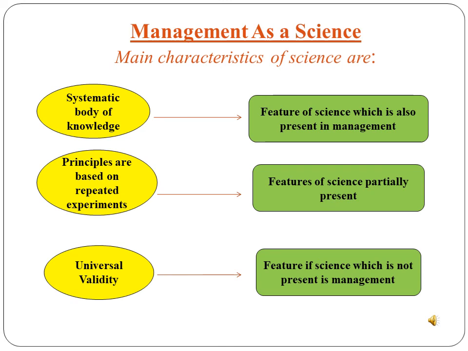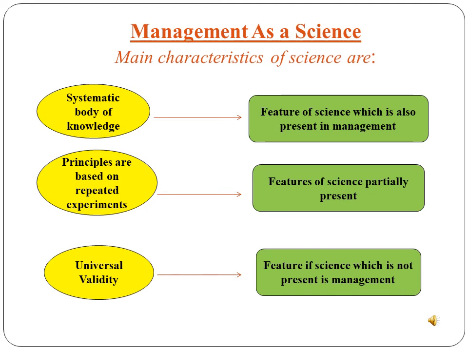So management is a science. Now we'll see the features or characteristics of science. The first one is a systematic body of knowledge. In science, organized and systematic study material is available, which is used to acquire the knowledge of science. In the same way, in management, there is systematic and organized study material. That is why the first feature of science is present in management.